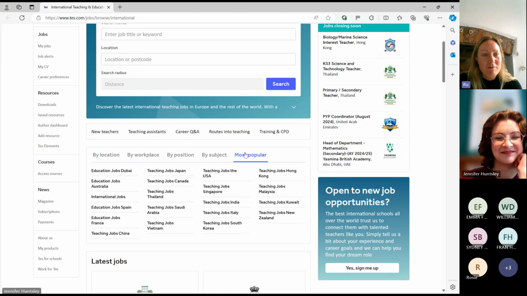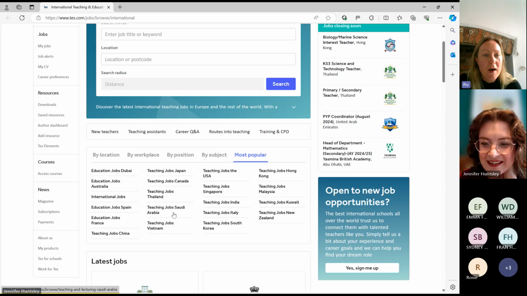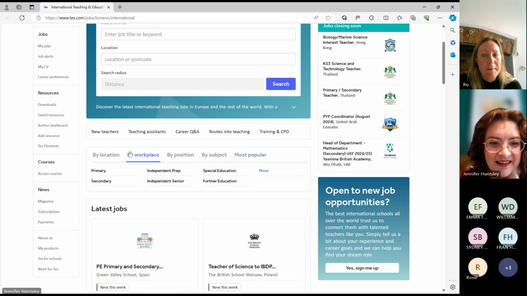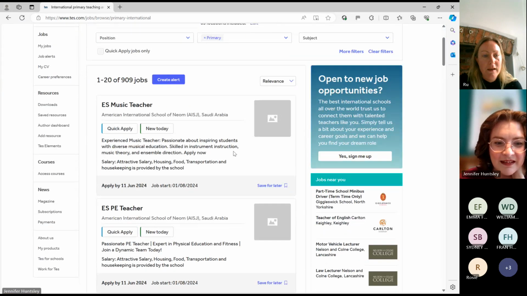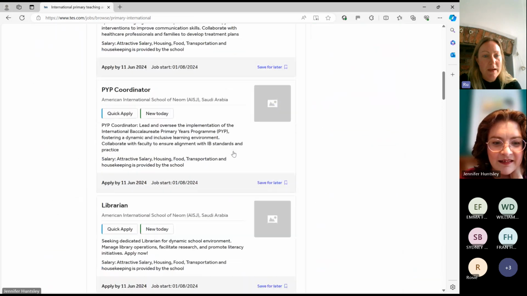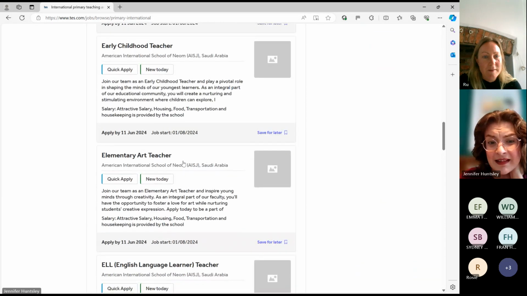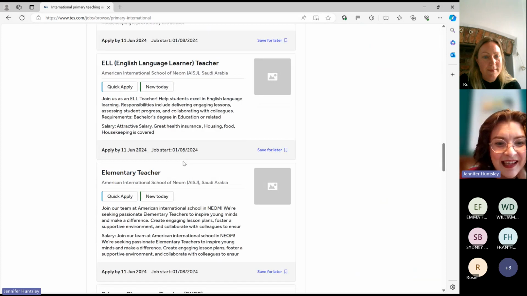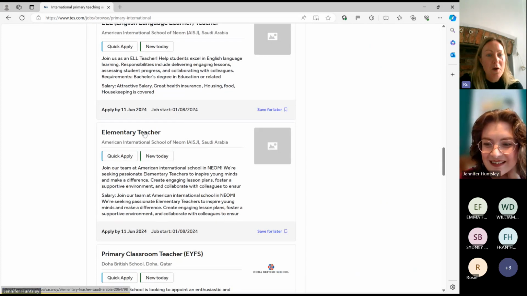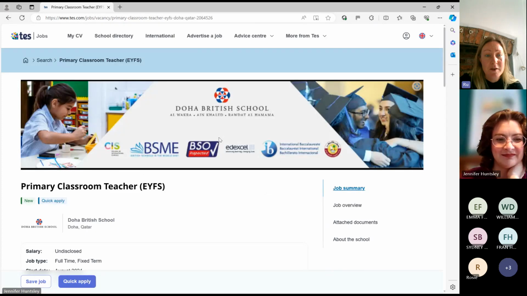Could we just randomly click on a job? If you go into workplace and primary, and then click down, maybe one that looks like a standard teaching position. Elementary art teacher, elementary teacher. A lot of the American jobs come up. Oh, primary classroom teacher, EYFS, Doha. Oh, that's a lovely school, the British school in Doha.